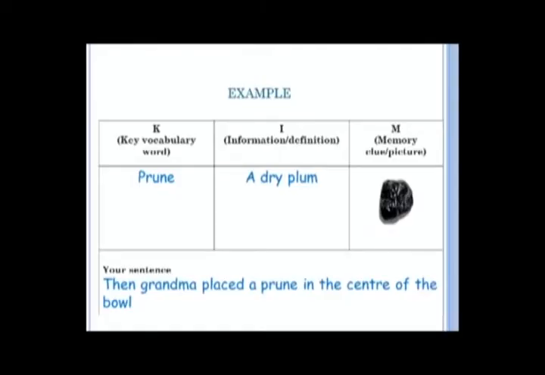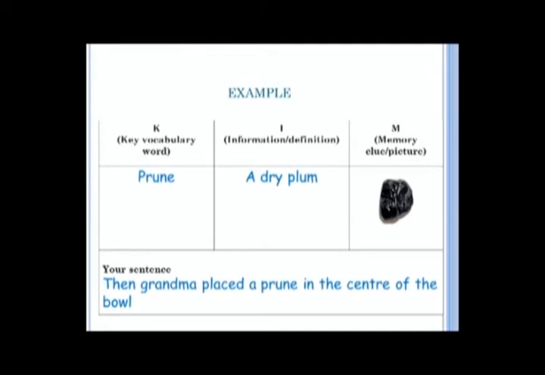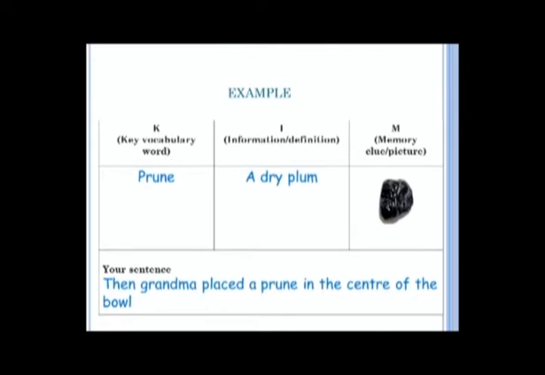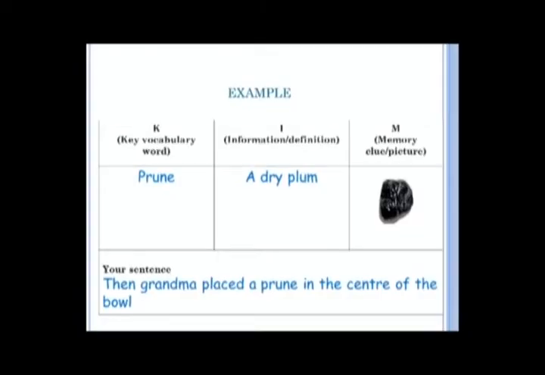The key word is prune. P-R-U-N-E, prune. In the information box, we've discovered that a prune is a dry plum. In the M box, which represents memory clue or picture, there is a picture of a prune. Have you ever seen that picture before? I am sure you have. Ask your mother to show you a prune. Now let us look at how it is used in a sentence taken from the story. Then Grandma placed a prune in the center of the bowl.